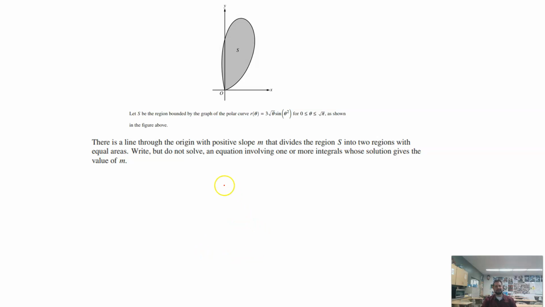Now, letter C is rough. Letter C says we've got a line with a positive slope that divides the region S into two regions of equal area. So we've got this line that's going up just like that right there. And it says, write, but do not solve, an equation involving one or more integrals whose solution gives the value of m. So I know, since it's going to cut that region in half, that I'm going to have that 3.534 that we got from letter A divided by 2. That's what it's going to be equal to.